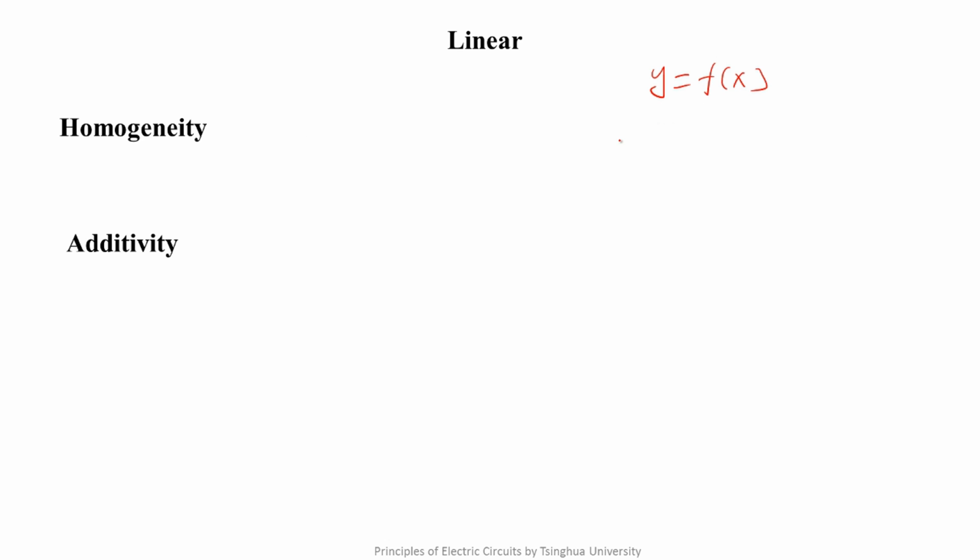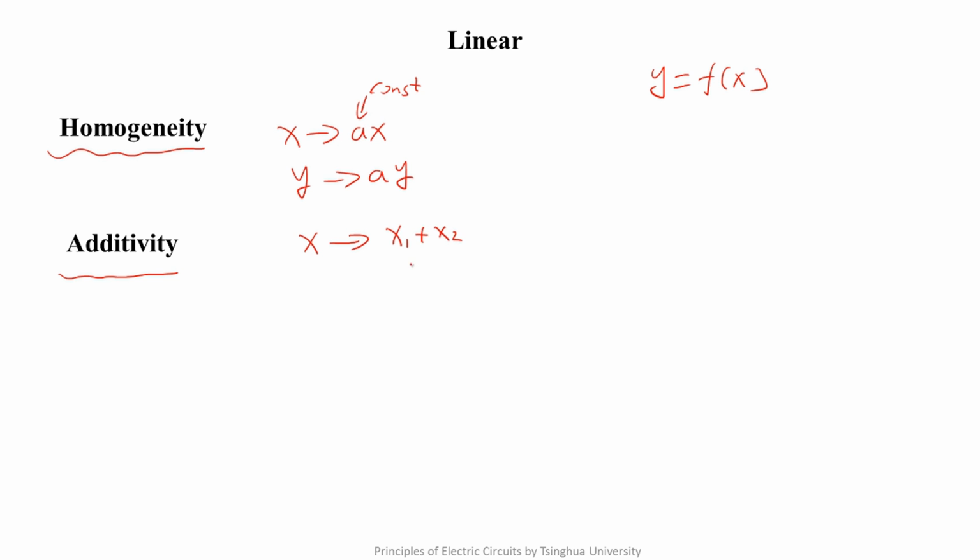The term homogeneity means if x changes to ax, in which a is a constant, then y changes to ay. The term additivity means if x is the sum of x1 and x2, and the corresponding function's values are y1 and y2 respectively, then the result is y equals y1 plus y2.